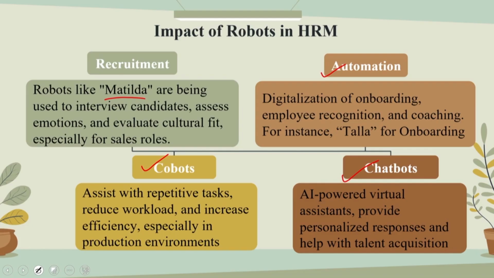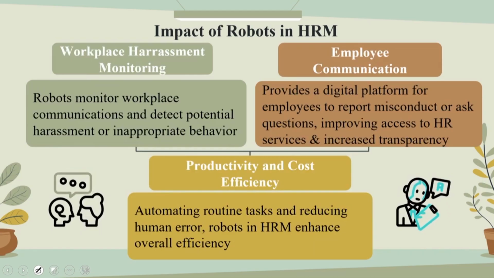So what we see here with respect to the impacts of robots in HRM is specifically with respect to recruitment, automation, cobots, chatbots. We continue this discussion. We see that in workplace harassment monitoring, the robots play a significant role. Robots are used in coordination with HR professionals to monitor workplace communications and detect potential harassment or inappropriate behavior. Right from email detection to all the possible communication, behavioral exchanges or transactions, all these aspects are being monitored, especially with respect to potential harassment or any possibility of inappropriate behavior. These systems typically help maintain a healthy organizational culture by flagging unacceptable interactions.